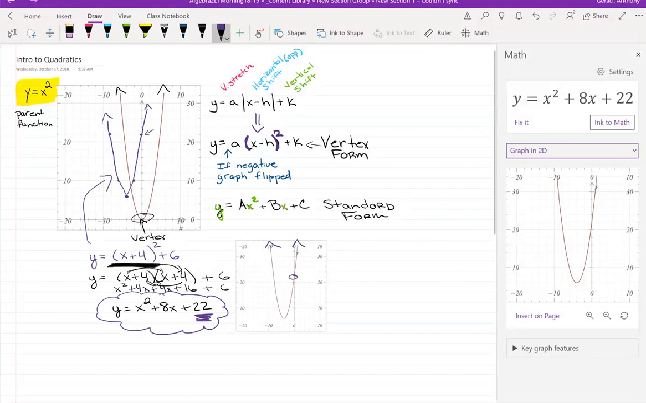So tomorrow in class, we're going to be working on going from vertex form to standard form. We're going to be working on graphing when I give you a vertex form and see if you can multiply this out and get it into standard form. That will be your little introduction to quadratics, and then we'll talk about other key features tomorrow.